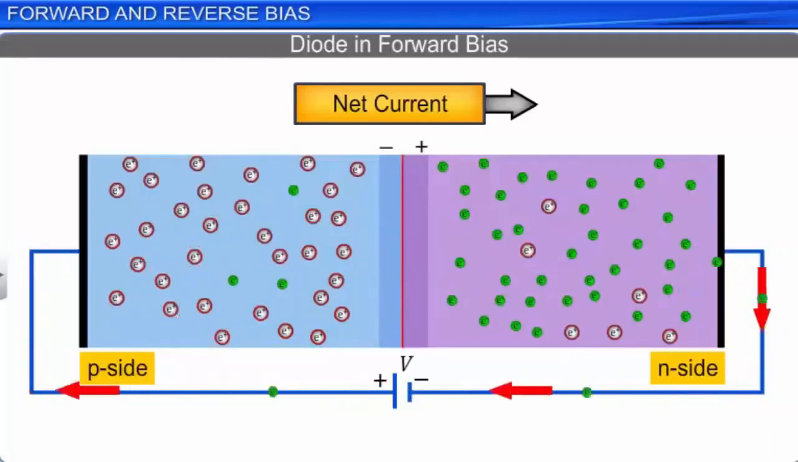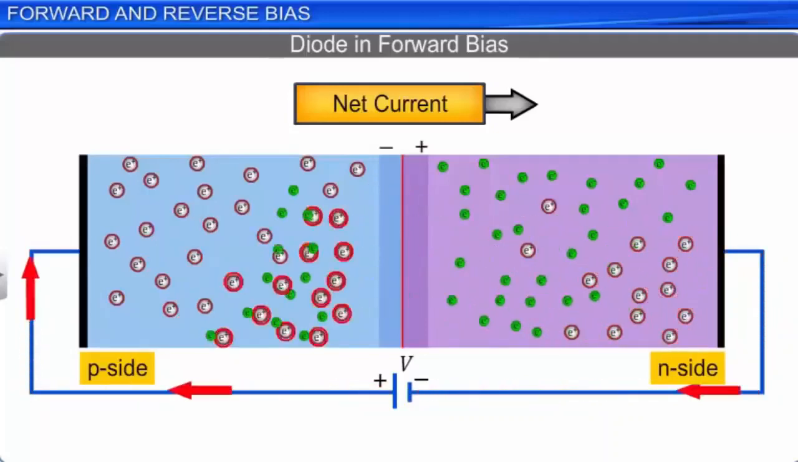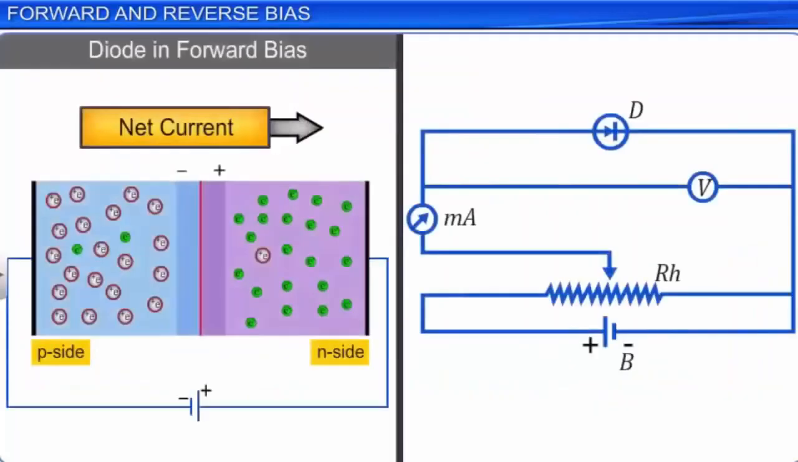The net current flowing through a forward-biased diode can be measured using the circuit shown here. The diode D is forward-biased using the battery B. The diode forward current can be measured using the milliammeter MA. The potential difference across the junction is measured using a voltmeter V. The voltage across the junction can be varied using the rheostat RH. The graph showing the variation of current versus potential difference for a forward-biased diode is called its VI characteristics.